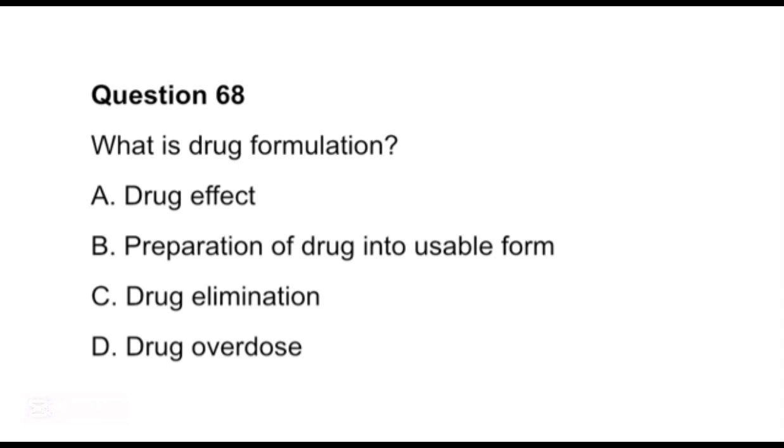A. Drug effect. B. Preparation of drug into usable form. C. Drug elimination. D. Drug overdose. Correct answer, B. Preparation of drug into usable form.